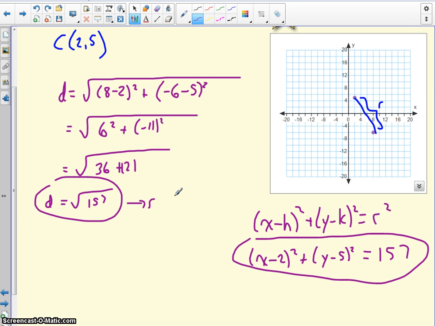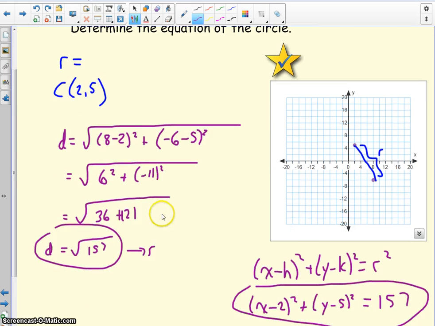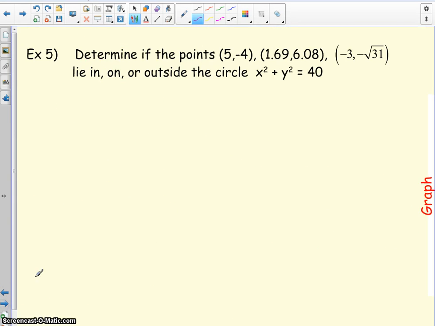Notice I still have my variables x and y. I need those to show that relationship, but I put in my center at (2, 5) and my radius as the square root of 157. Okay, so one last one to look at here.